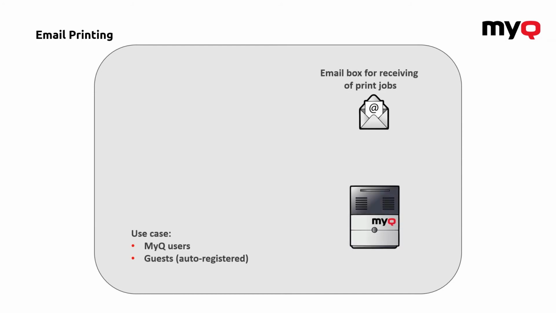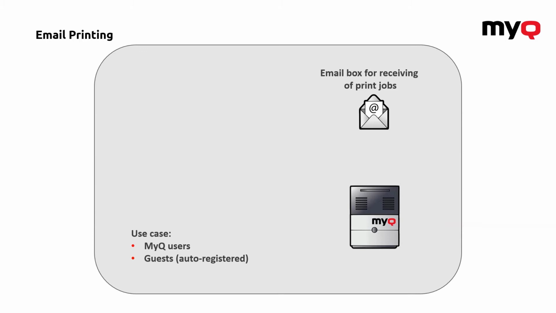You will need a very special email box for receiving print jobs. That one should not be used for any other feature than this way of printing, because whatever is in that email box will be processed as a print job. Now, when it comes to the use case, that one can be used either for your internal users, but there's also an option to activate it for guests, who will then be auto-registered. I will explain the registration of users later as we progress through this video. So let me just talk about the way the email printing works.